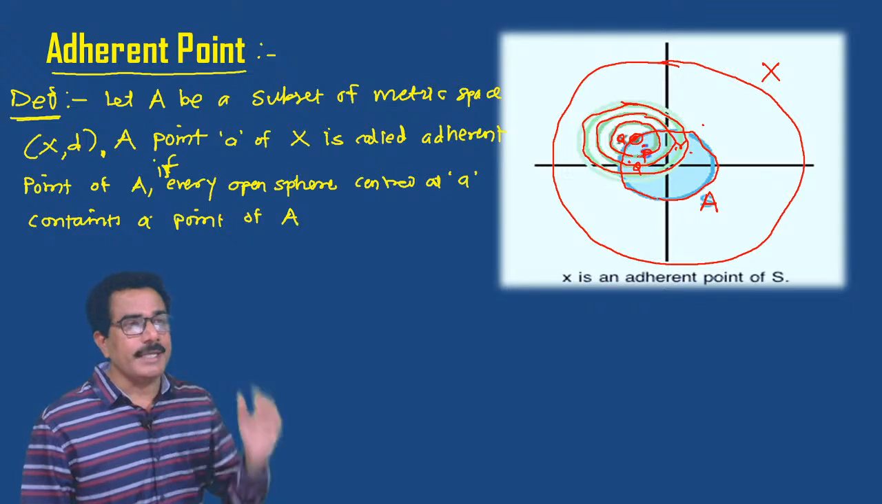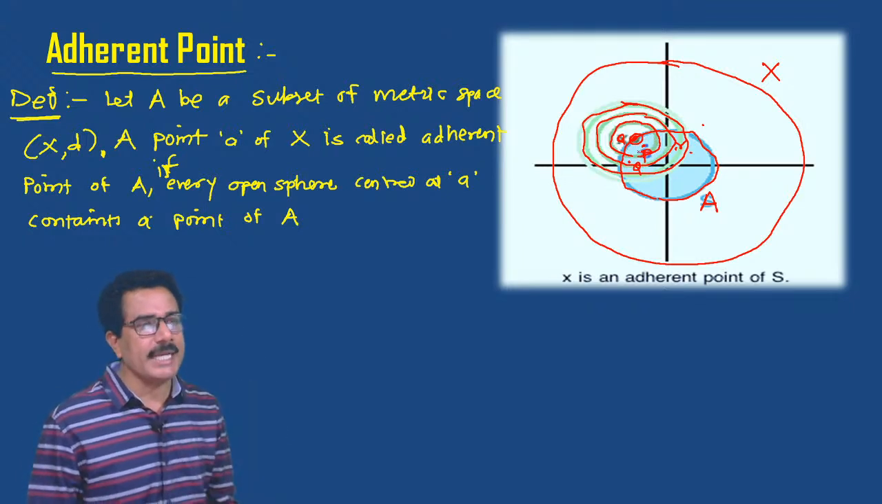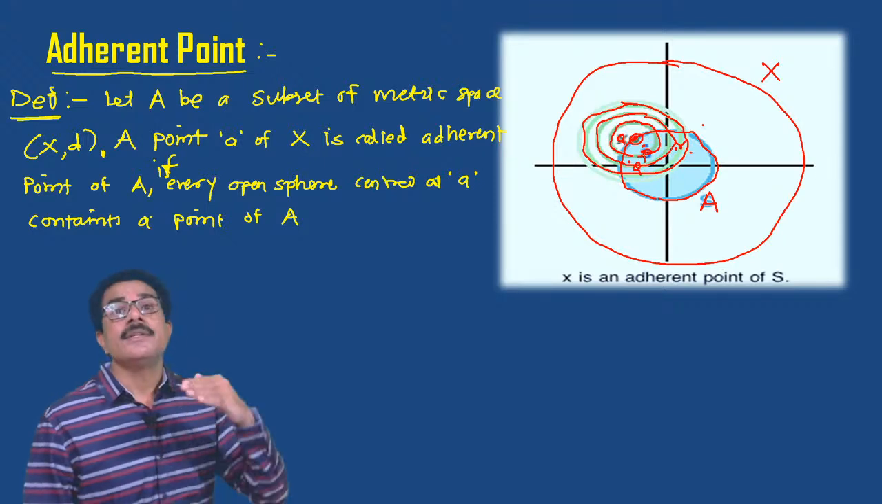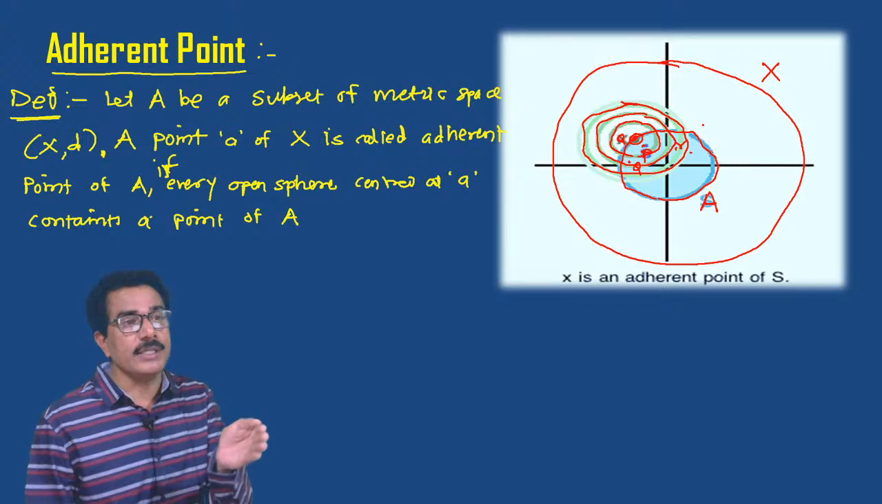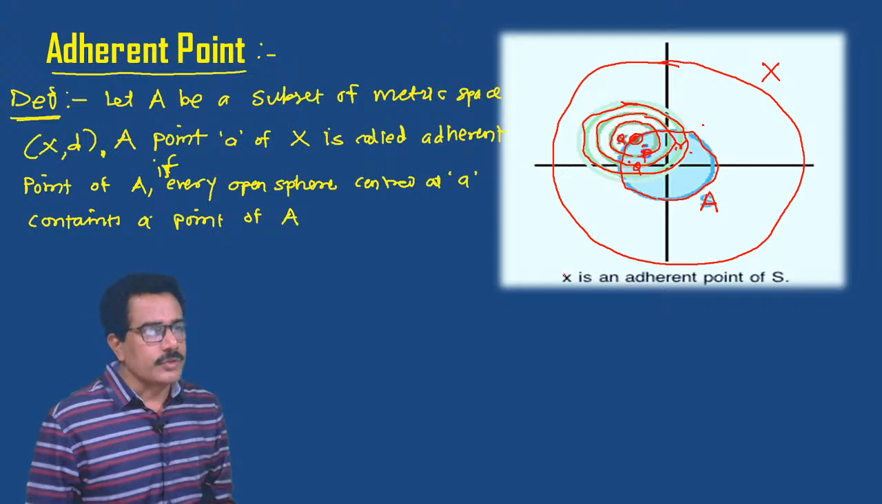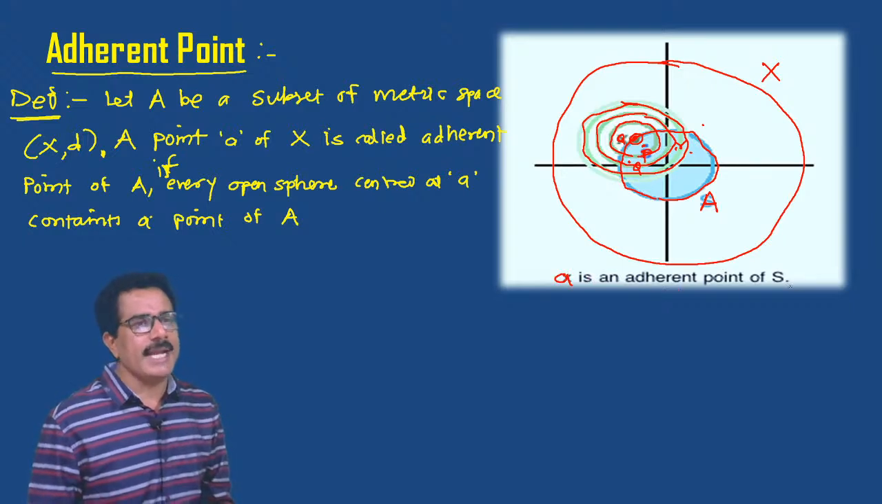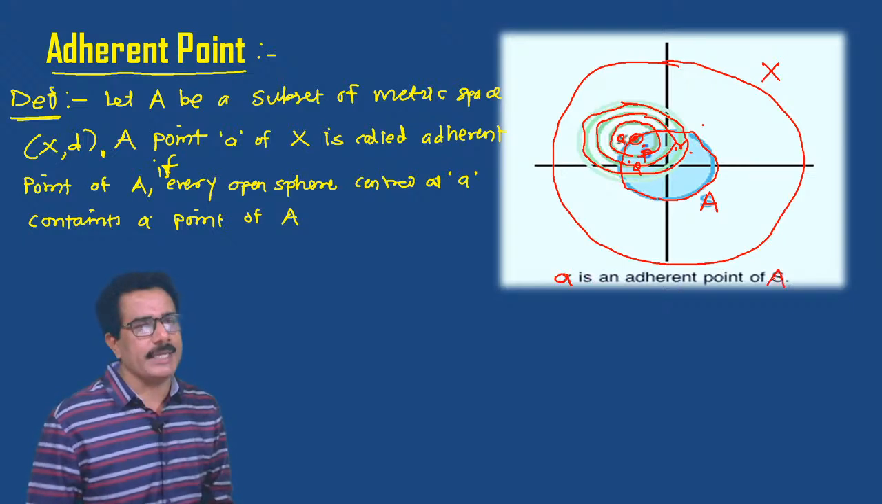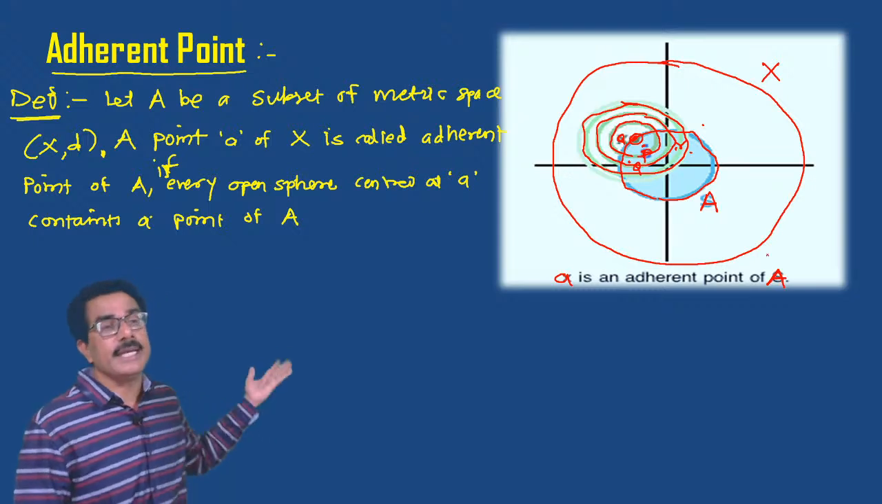The open spheres are drawn with a as the center, with points P, R and Q, in such a way that these points are included in capital A. So we can say that small a is an adherent point of capital A. Use this particular name.